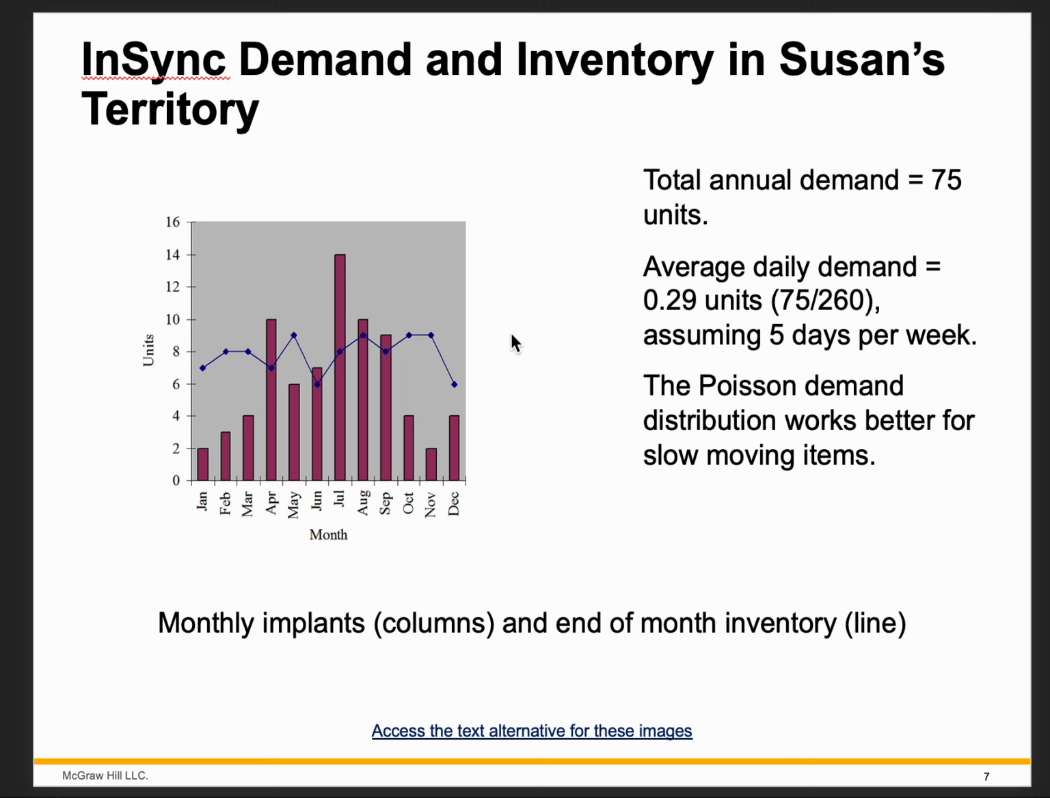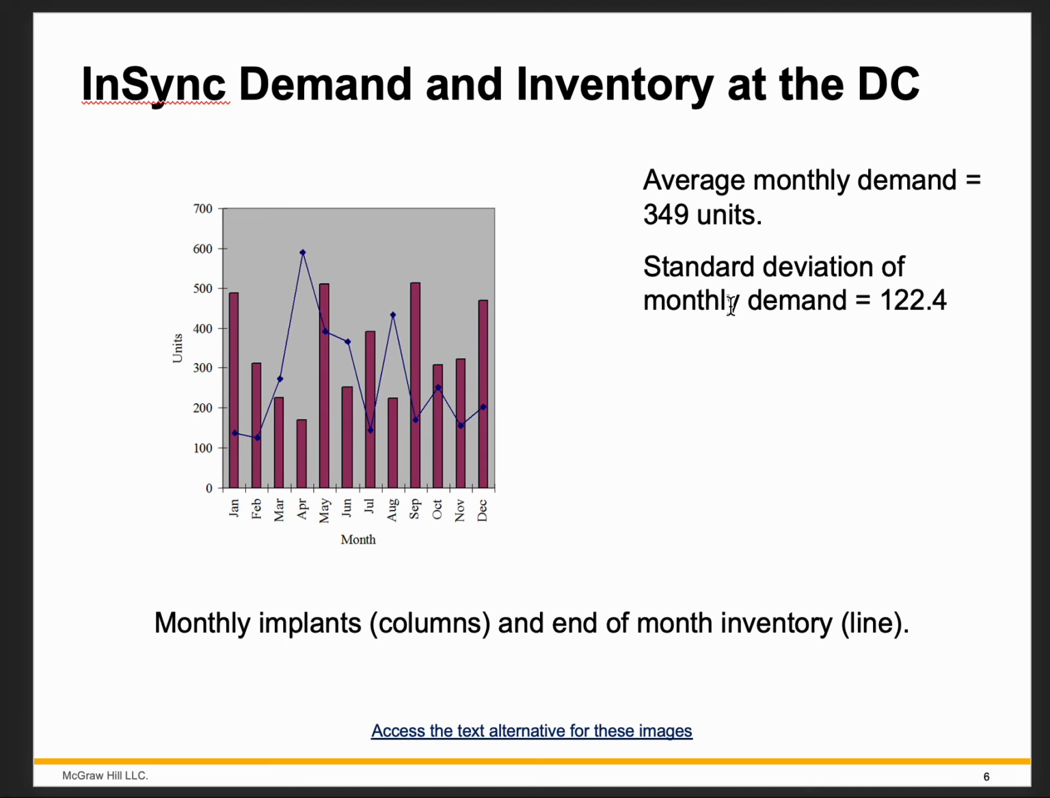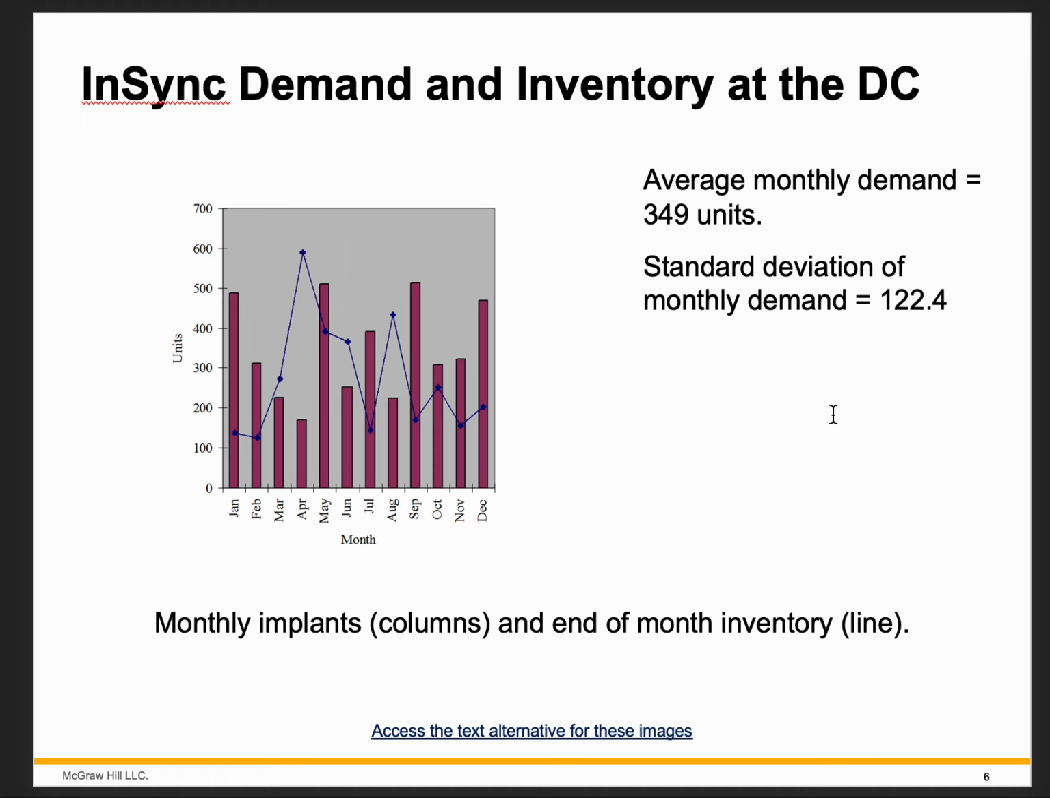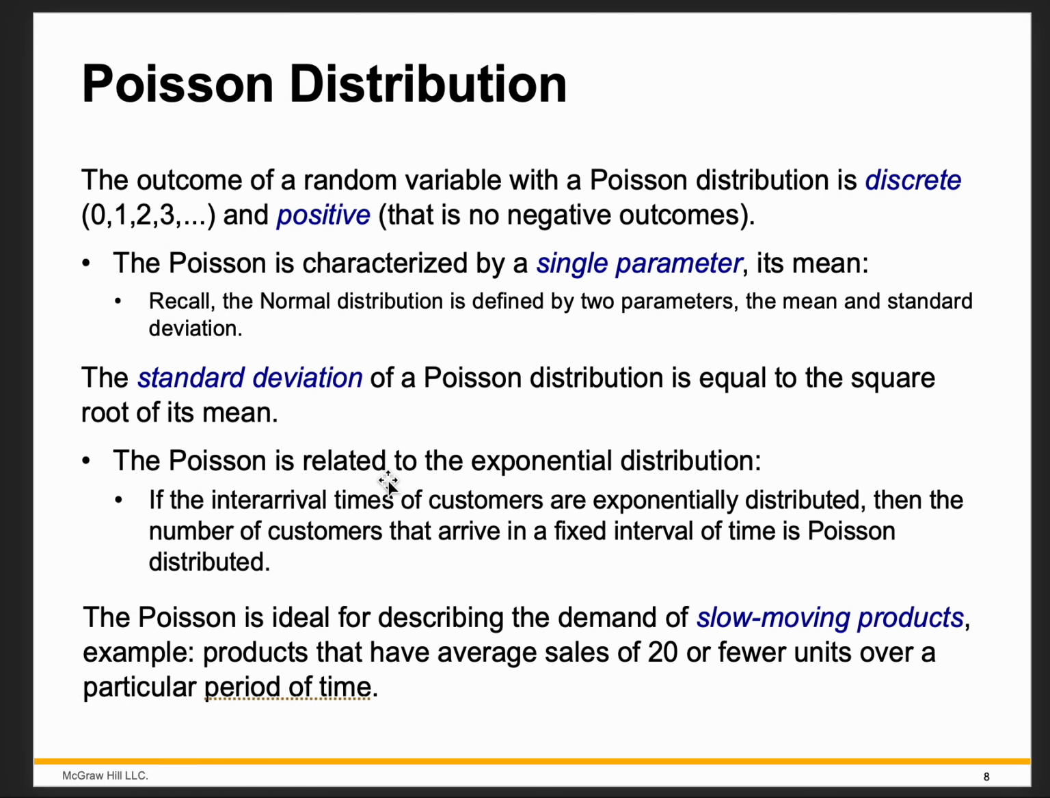In this case, a Poisson demand distribution works better for slow moving items. At the distribution center, you don't consider this a slow moving item because you sell a decent amount of inventory every time. But if you just look at Susan's example, you don't sell that many units in a day. So Poisson demand distribution might work better. Even for the distribution center, Poisson demand might work, but we'll see how you can evaluate that, right?